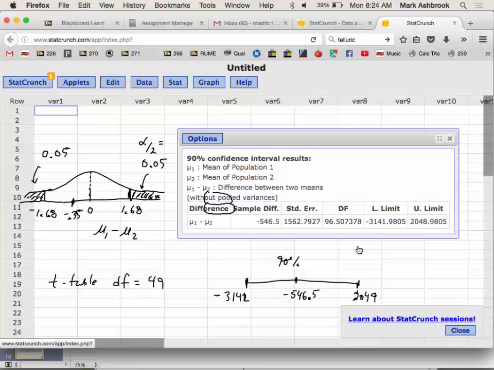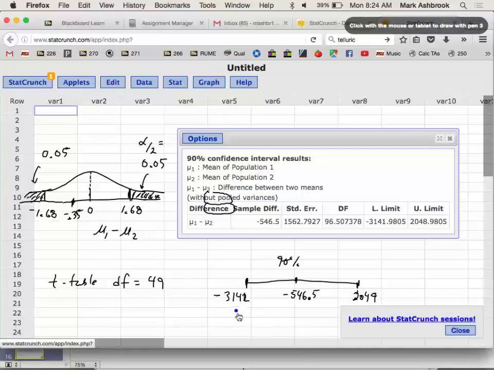So is this consistent, the fact that we're 90% confident that the difference between the means is from negative 3142 to 2048, 2049? Is that consistent with rejecting the null hypothesis? By rejecting, we're saying that we can't say that men and women speak a different number of words. There's not enough evidence for that. So does this confidence interval back up that conclusion? And how, if it does?